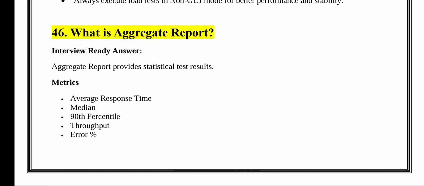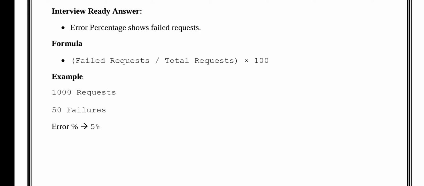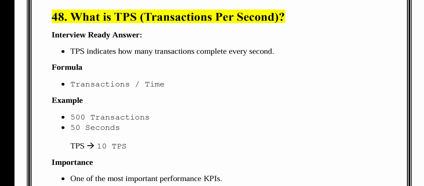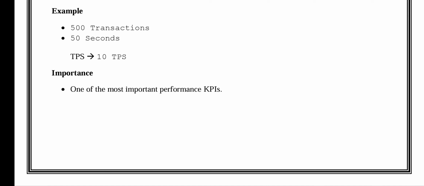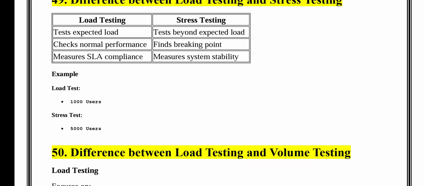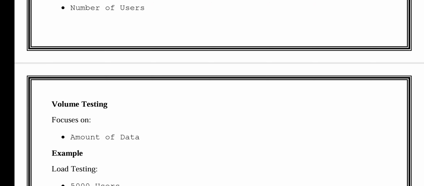What is an aggregate report? What is error percentage? What is TPS, transactions per second? Difference between load testing and stress testing. Difference between load testing and volume testing.